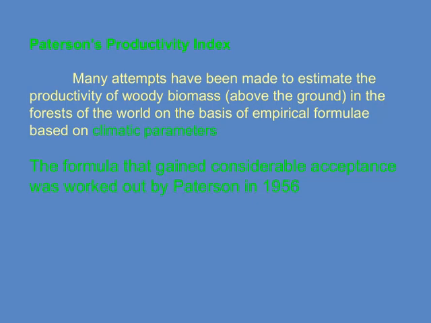Let's take a closer look at Patterson's Productivity Index. Over the years, many researchers have tried to estimate how much woody biomass, specifically above ground, is produced in forests worldwide. These efforts have often relied on empirical formulas, which are essentially mathematical relationships based on climatic parameters like rainfall, temperature, and sunlight. One of the most influential formulas in this area was developed by Patterson in 1956. This formula gained widespread acceptance because it provided a practical way to predict biomass productivity by considering the climate factors that most directly influence forest growth.